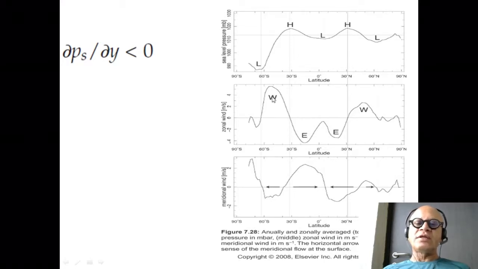That all happens here in the meridional winds. So you have strong convergence. So corresponding to this, you have easterlies, westerlies, and the meridional winds associated with them.